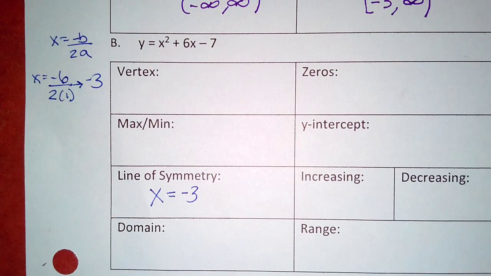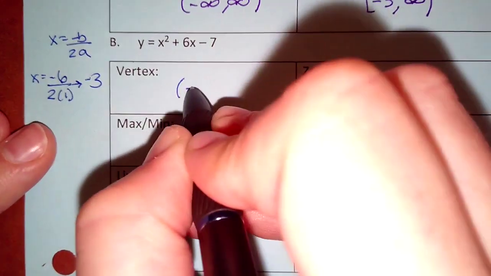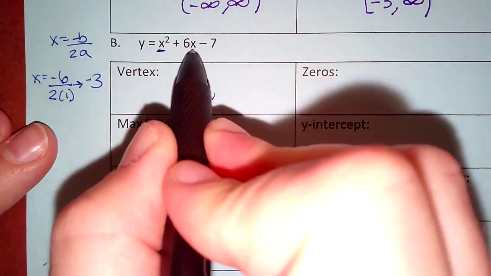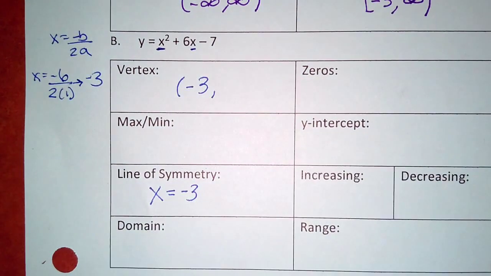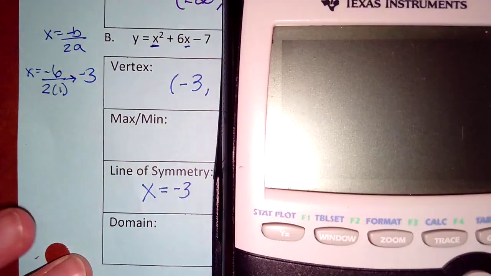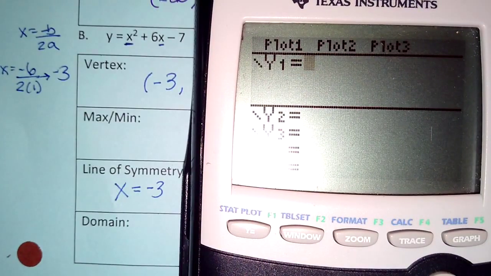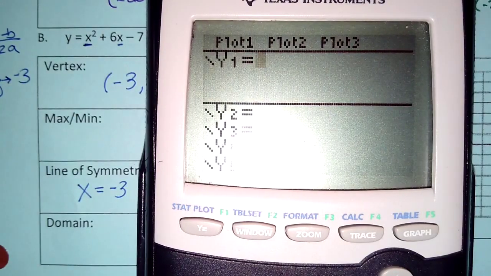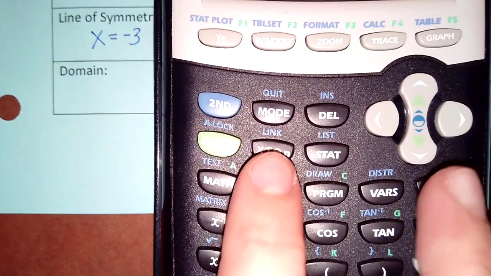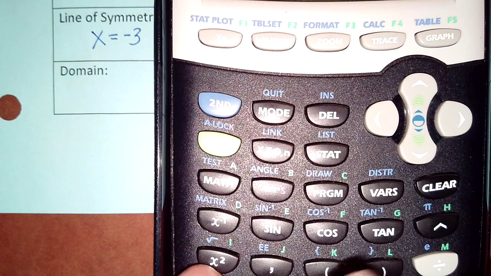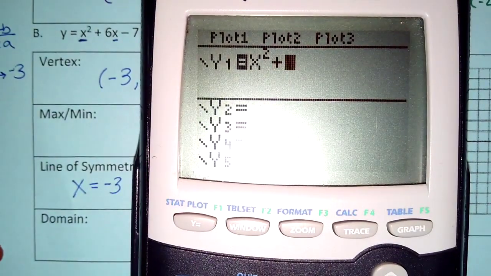Okay, so now to find the vertex, we would plug in negative 3 for x, both of those x's, and solve. However, here's what I can also do. I can grab my calculator. I can press y equals. Got something in there, clear it out. So it's x squared. Your x is next to your green button, and then your squared is diagonal from the 7. Plus 6x minus 7.